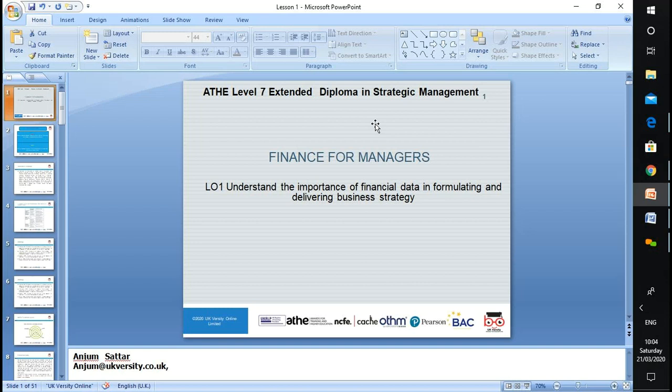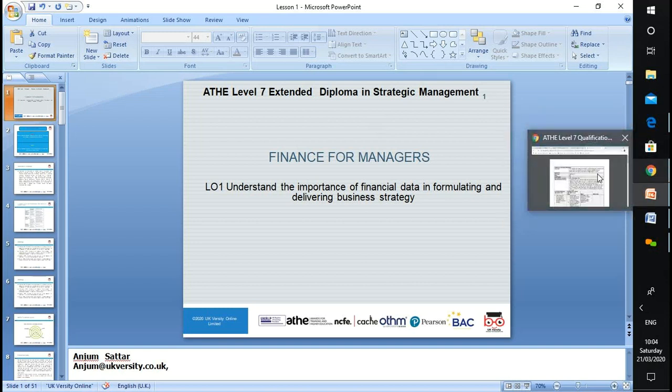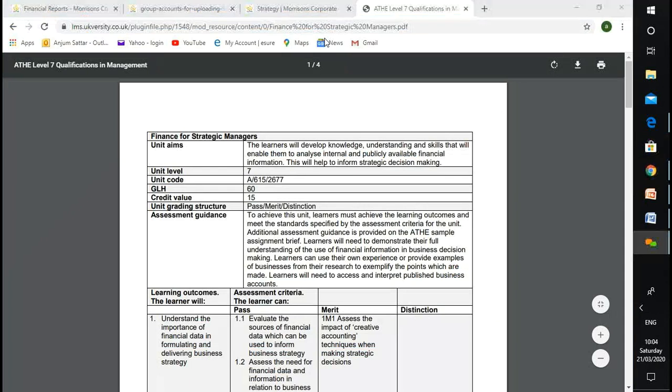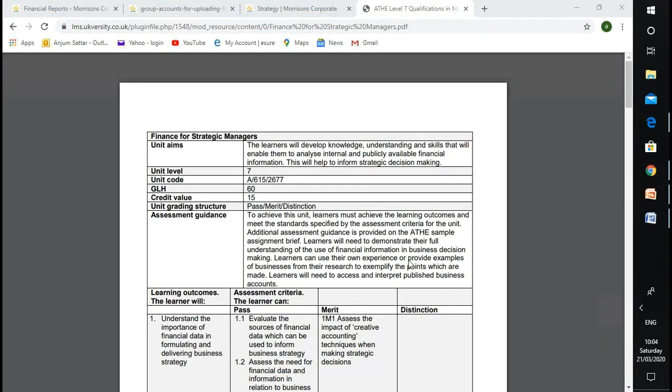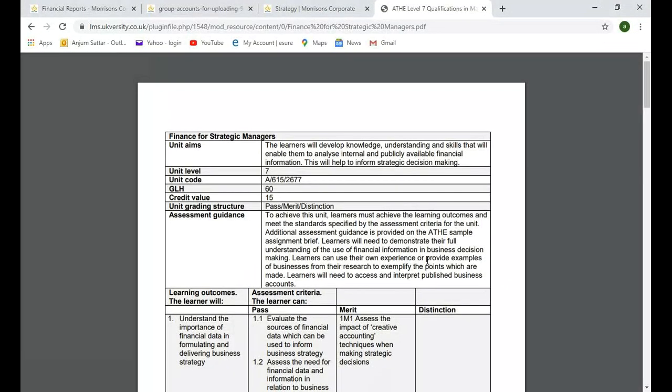So today's lesson will go through our LO1, and LO1 is to understand the importance of financial data in formulating, preparing and delivering the business strategies, how we can deliver the business strategy. Before starting, we'll discuss what this unit is all about, what we're supposed to learn. The aim of this unit is to develop the knowledge and understanding skills that will enable them to analyze internal and publicly available financial information.